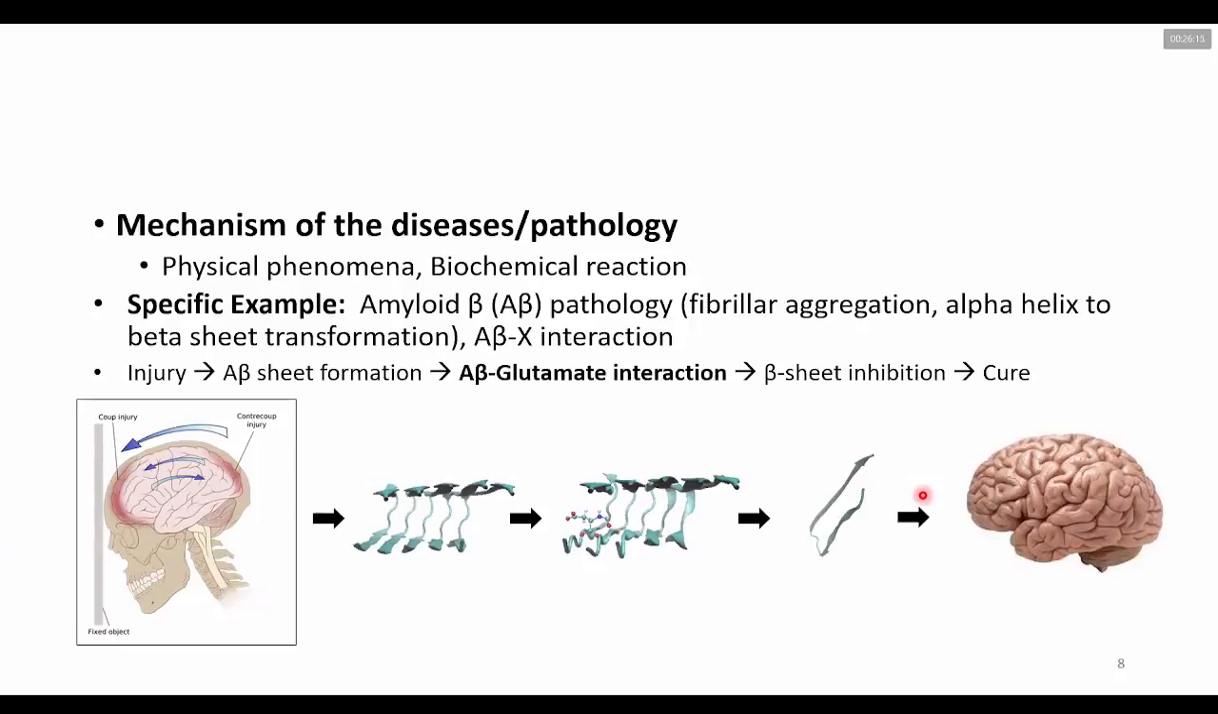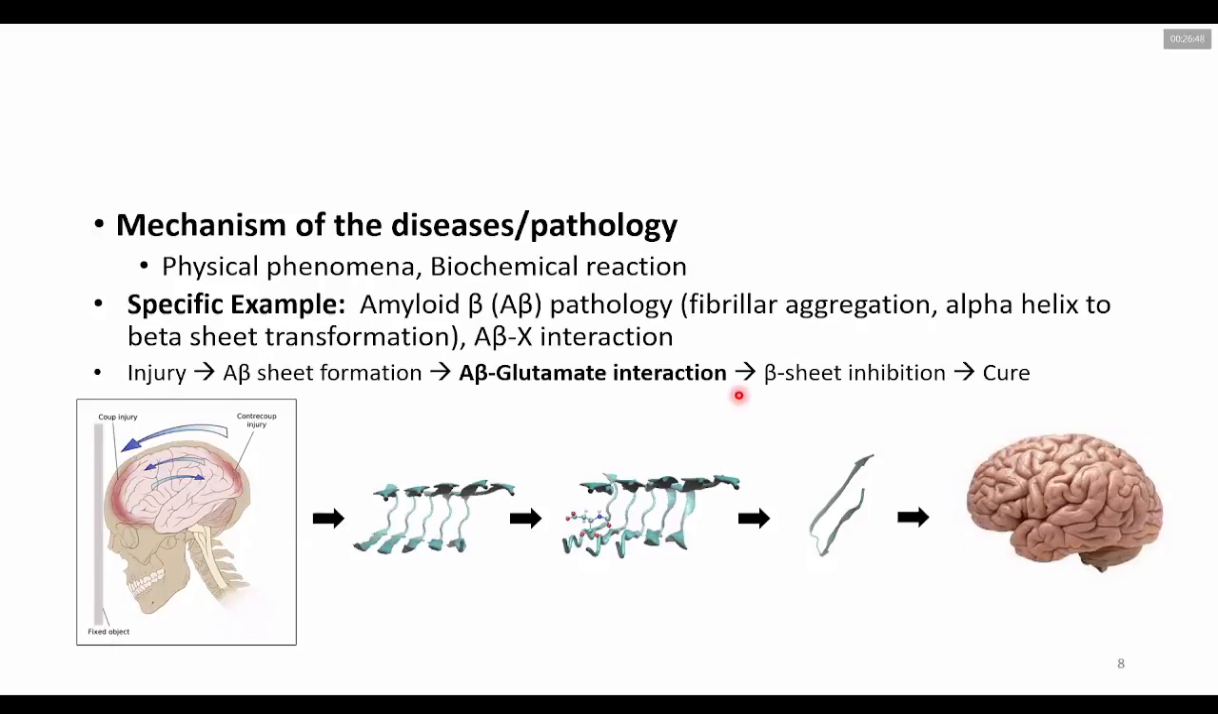That someone is injured and this person is taken to the hospital. You are seeing that in different parts of the brain, he has amyloid beta sheet formation. And you are trying to see if we interact amyloid beta with glutamate, this beta sheet formation will be inhibited and that's how he will be cured. So that is a very large scale problem, but the key step is to see the amyloid beta glutamate interaction.